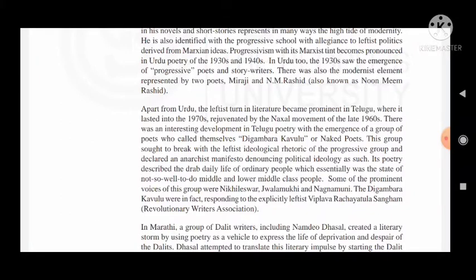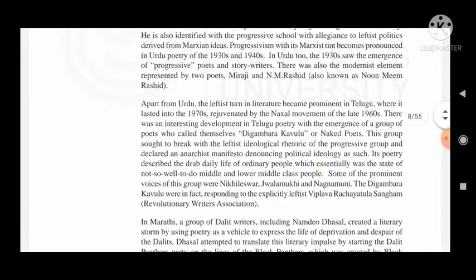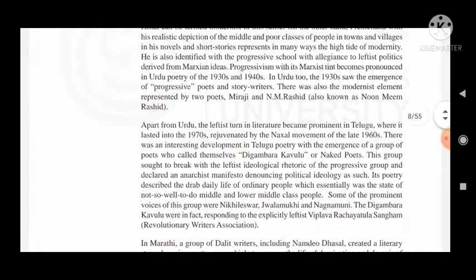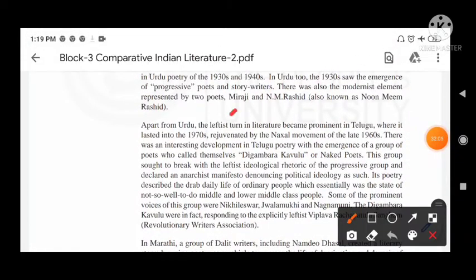In Urdu too, the 1930s saw the emergence of progressive poets and story writers. There was also the modernist element represented by two poets, Miraji and N.M. Rashid, also known as Noon Mim Rashid. So, you can note down the two Urdu poets, Miraji and N.M. Rashid, in the 1930s, along with the emergence of progressive poets and story writers.